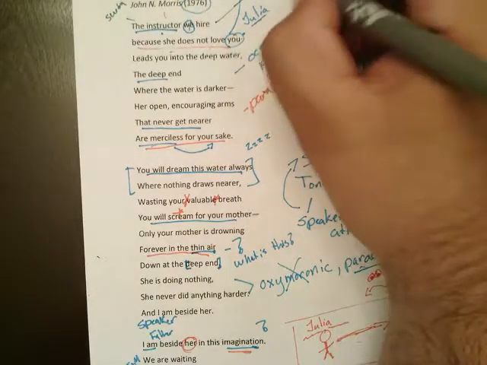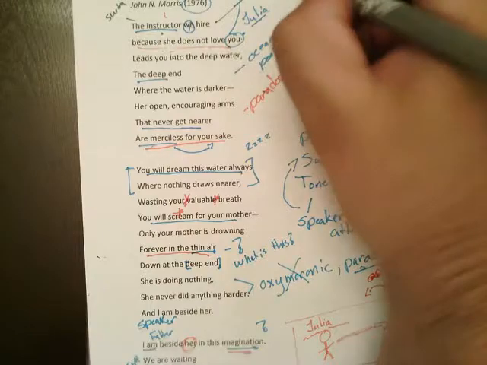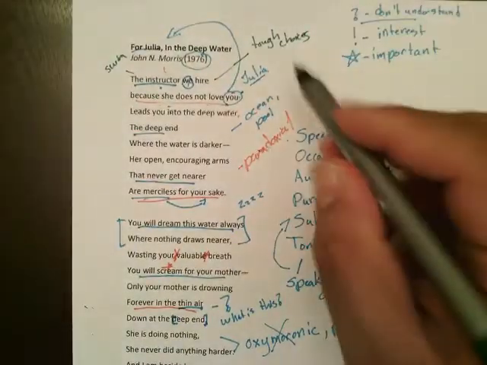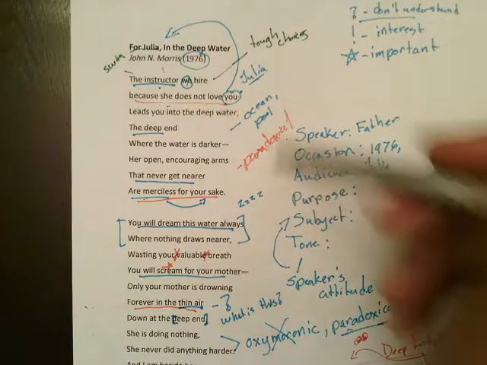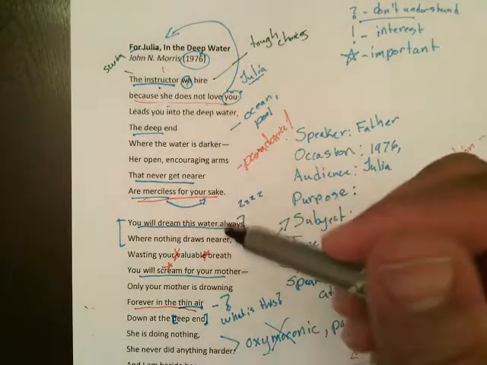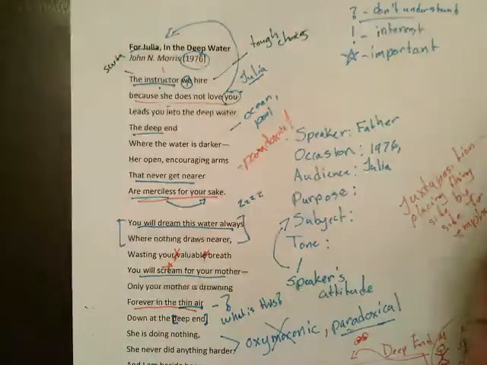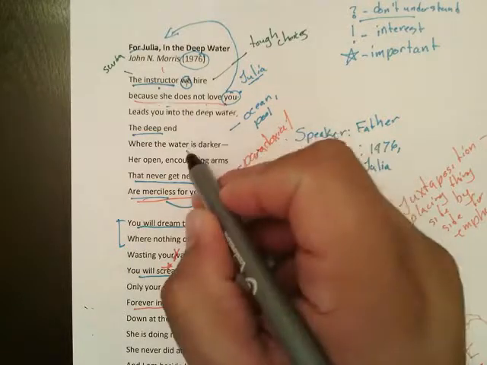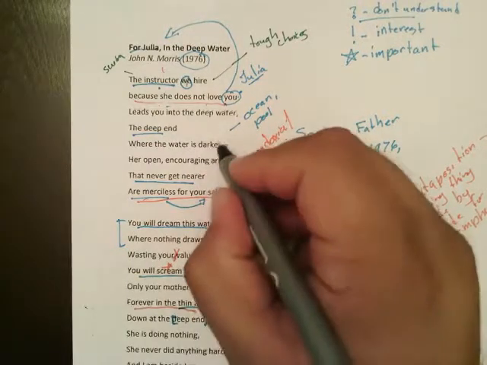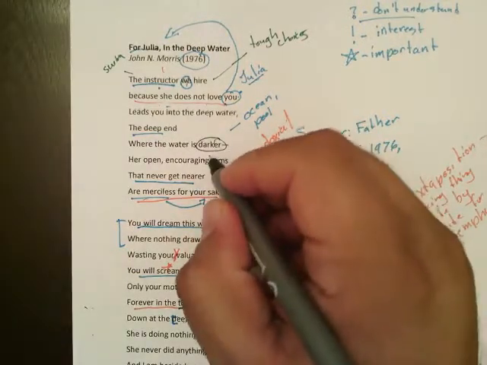And we can get that from other evidence in the poem here, that the parents could not do something like this. Why? Because it's probably heart-wrenching to watch your daughter try to struggle through something that's over her head, practically drowning in the water. She leads you into the deep water, the deep end where the water is darker. Okay, and so we have this connotation of darker here too.